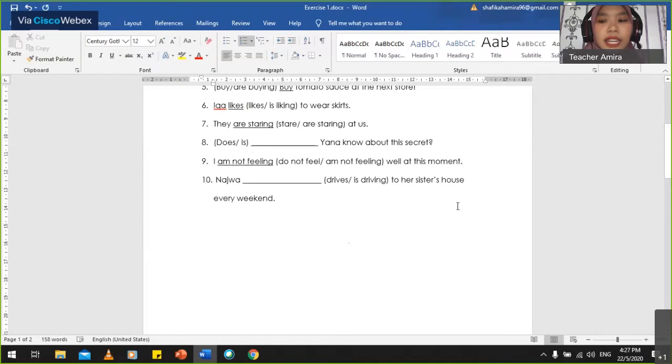Okay, and then number 8. Does or is Yana know about this secret? Okay, this is a question and there is no "ing" here. So what do you think? Is it supposed to be simple present tense or present continuous tense? Is or does or is?